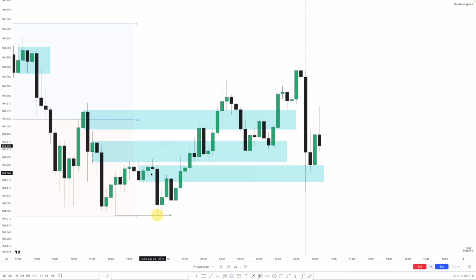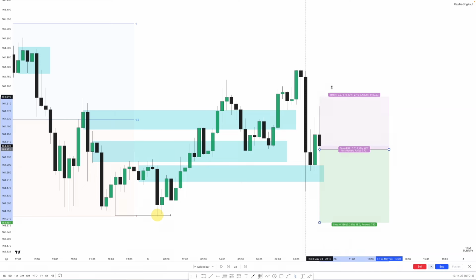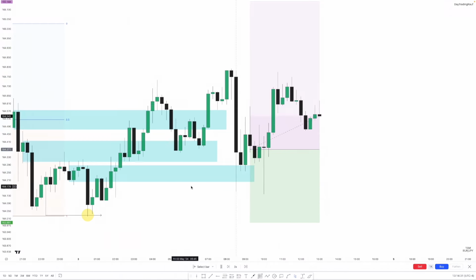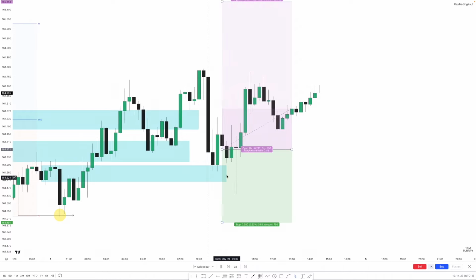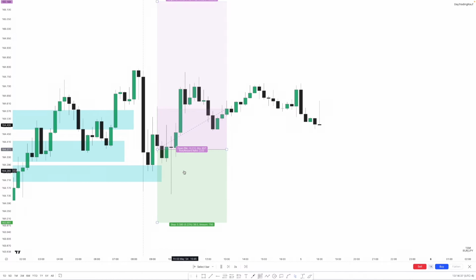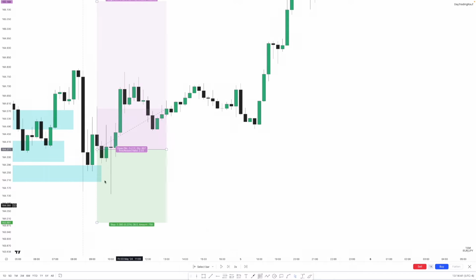Once we start respecting this mitigation block and you can see how the bodies are closing above, this is where I'll buy once price trades into this down close candle. And my stop loss will go below this long-term low and I will target the buy side liquidity. And as you guys can see, price starts to trade lower. We come closer into the mitigation block. However, price still fails to close inside the mitigation block. So this is a good sign for me. This shows that price does want to continue higher. And you can see we trade into the buy side liquidity and we take out the external high.